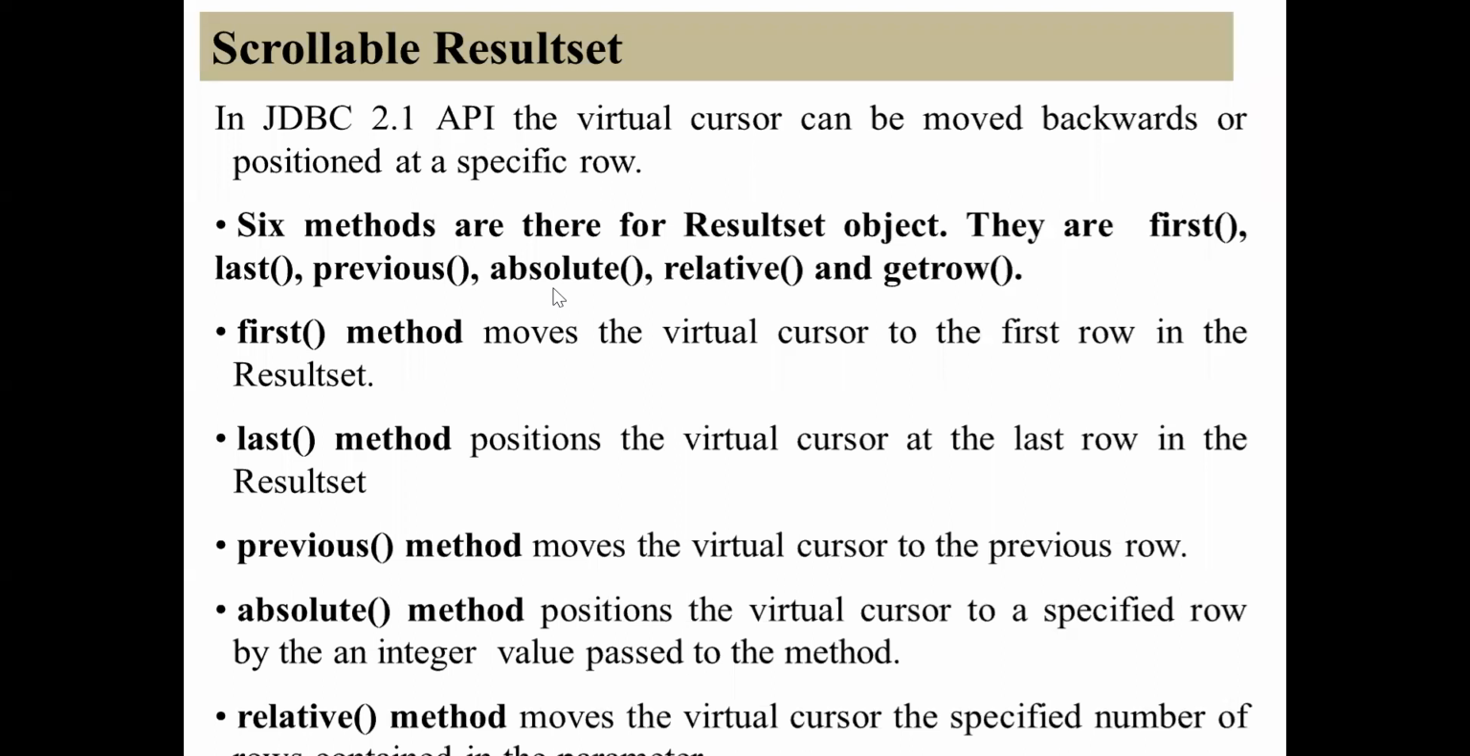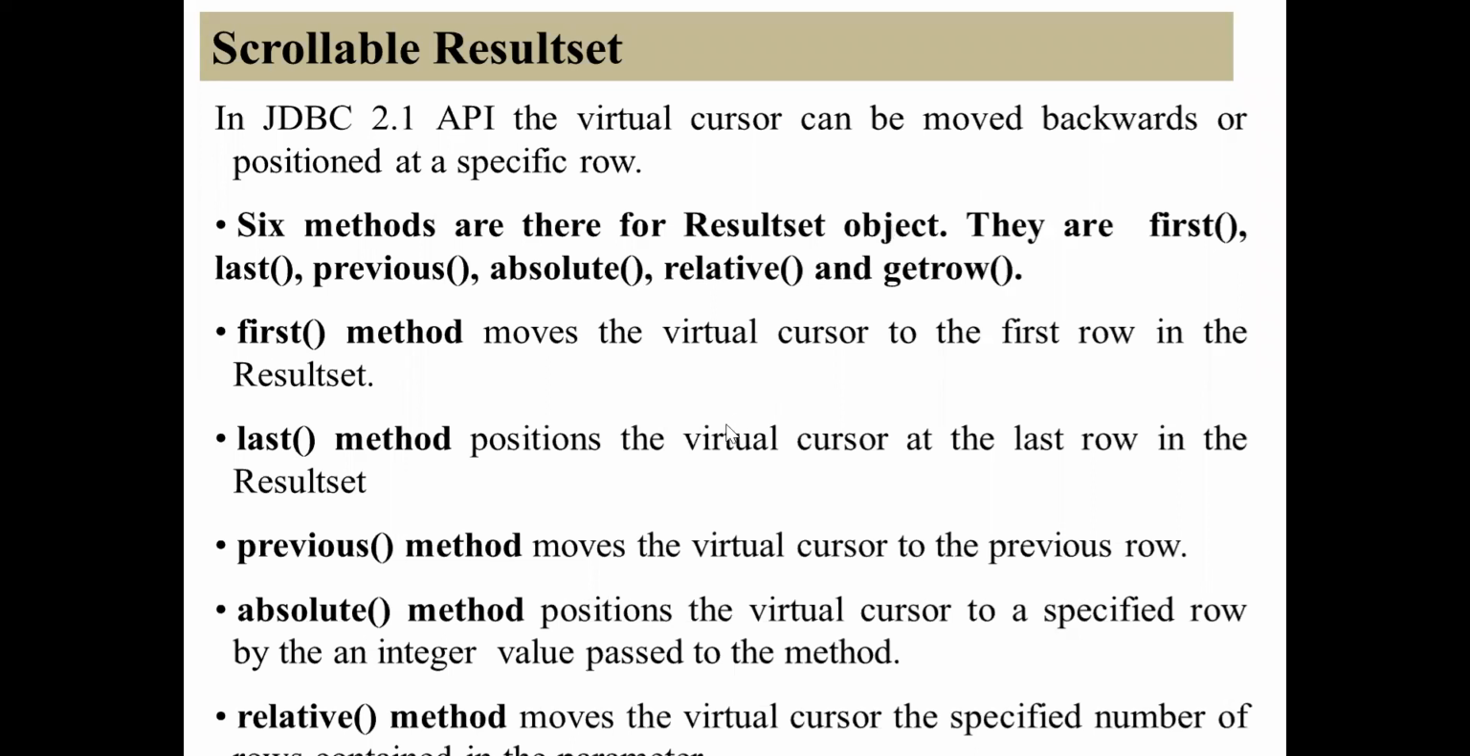So it means that we can go backward also, or we can set the position at a specific row. There are 6 methods for the result set object. We can call them first, last, previous, absolute, relative, and getRow. So these are the 6 methods of using a scrollable result set.